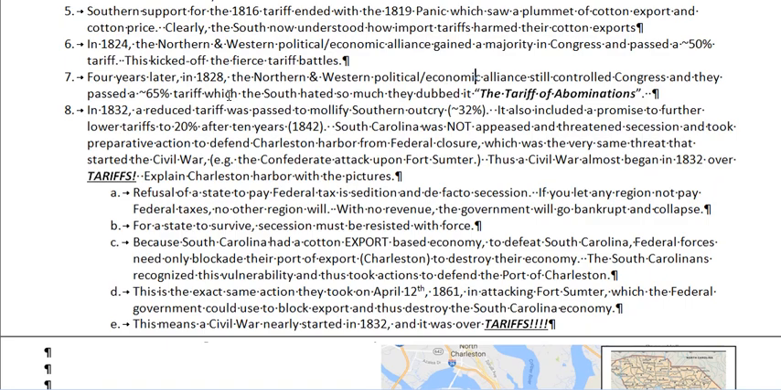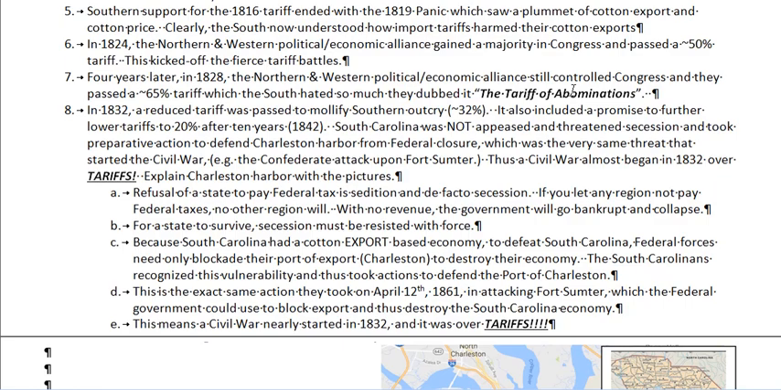Four years later, in 1828, the Northern Western Political Economic Alliance still controlled Congress, and it passed an even higher tariff, roughly around 65%, which is the highest tariff in our history, which the South hated so much they dubbed it the Tariff of Abominations. Right? So they're calling it the Tariff of Abominations.